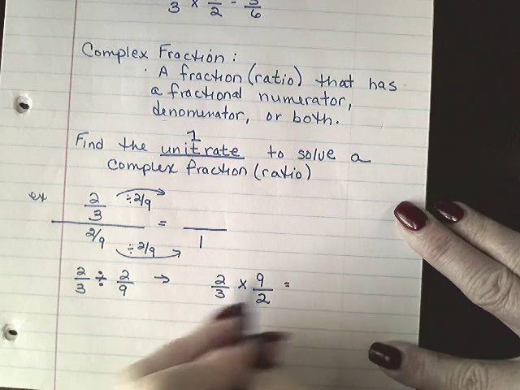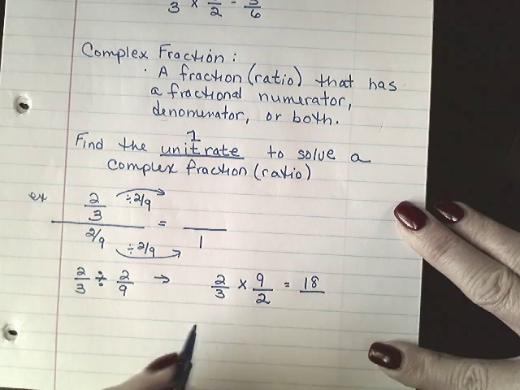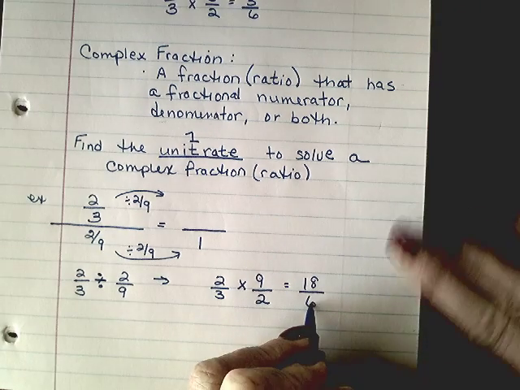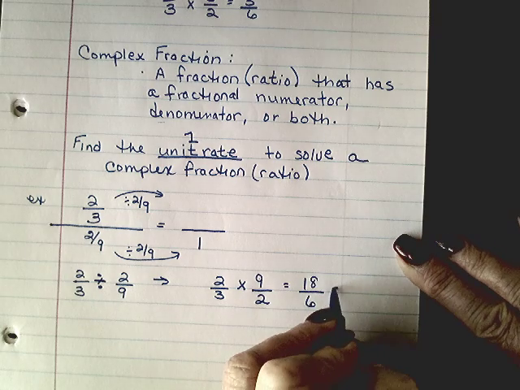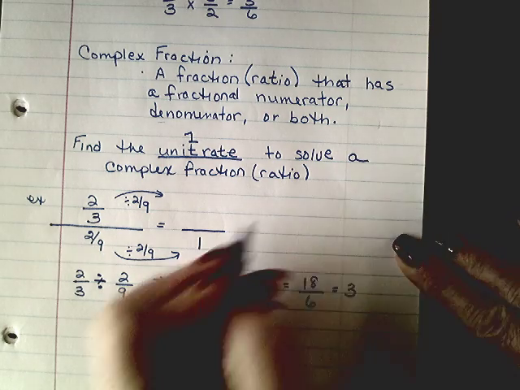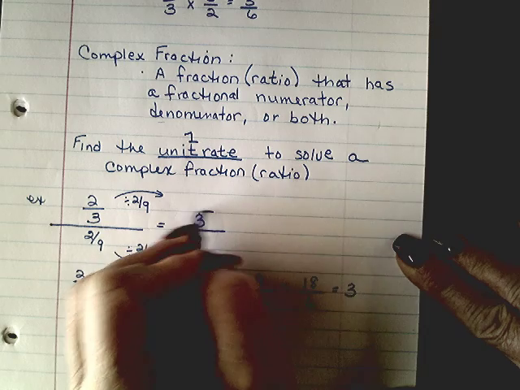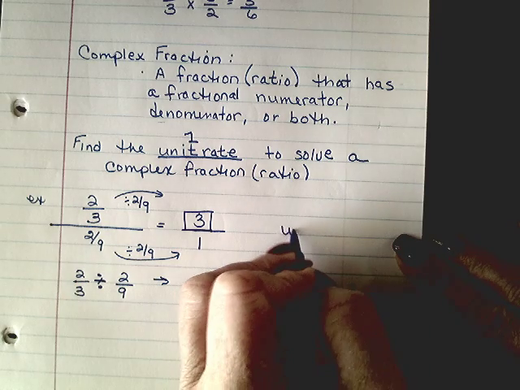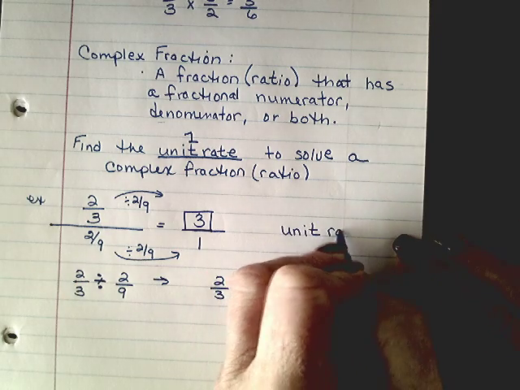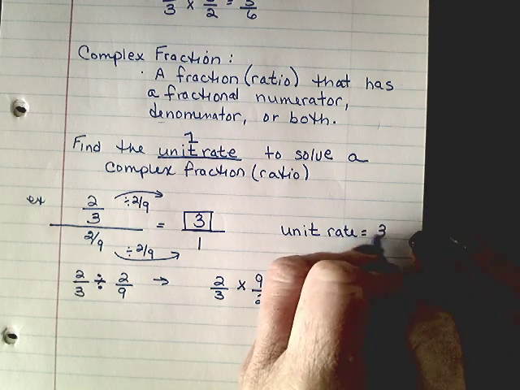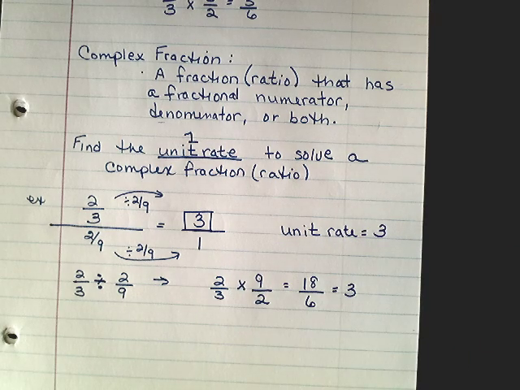Okay, so 2 times 9 is 18. 3 times 2 is 6. 18 divided by 6 is equal to 3. So our unit rate equals 3. All right?